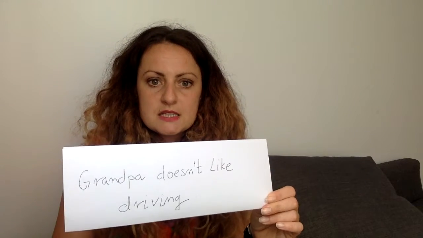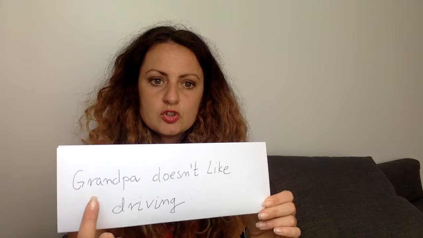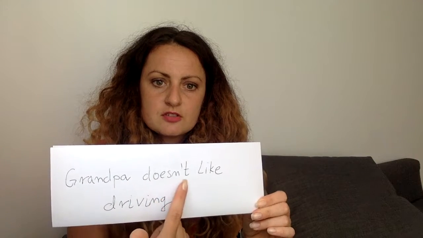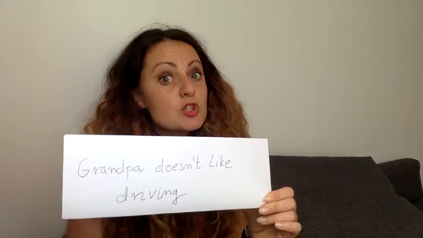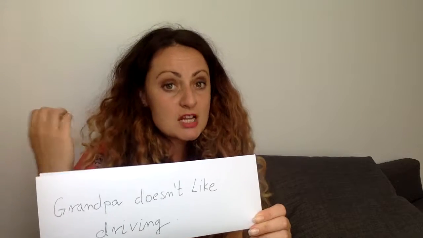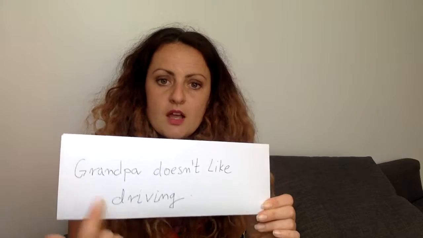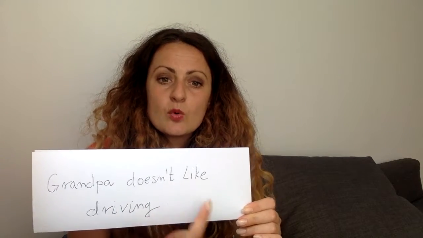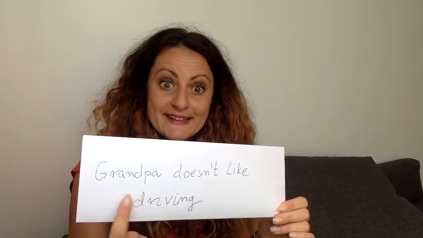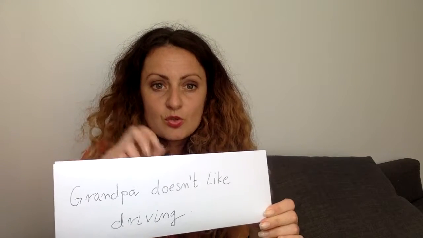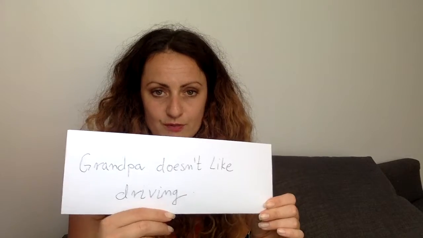So, for example, we've got a sentence from a song, "Grandpa doesn't like driving." And they learn with this sentence that when we talk about someone, we use doesn't, not don't. And after like, we say -ing, right? So these are the two things that we learn in that song.